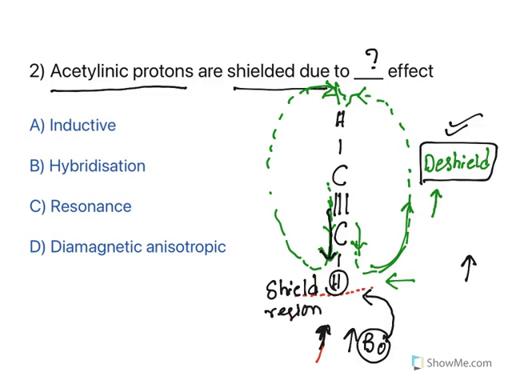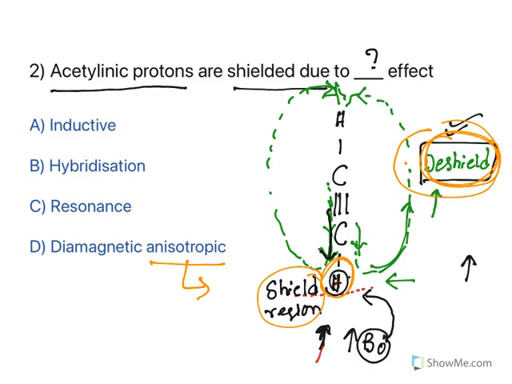Now look at this. In the same molecule, if the protons are present here, they will be deshielded. If the protons are present here, they will be shielded. This property is known as anisotropy. Anisotropy means the quality of exhibiting a property with different values when measured along different directions. That means if a proton is in this direction, it will be shielded. If the proton is here, it will be deshielded. But due to the external magnetic field orientation, acetylenic protons are oriented here, so they get shielded. This property is called anisotropy.